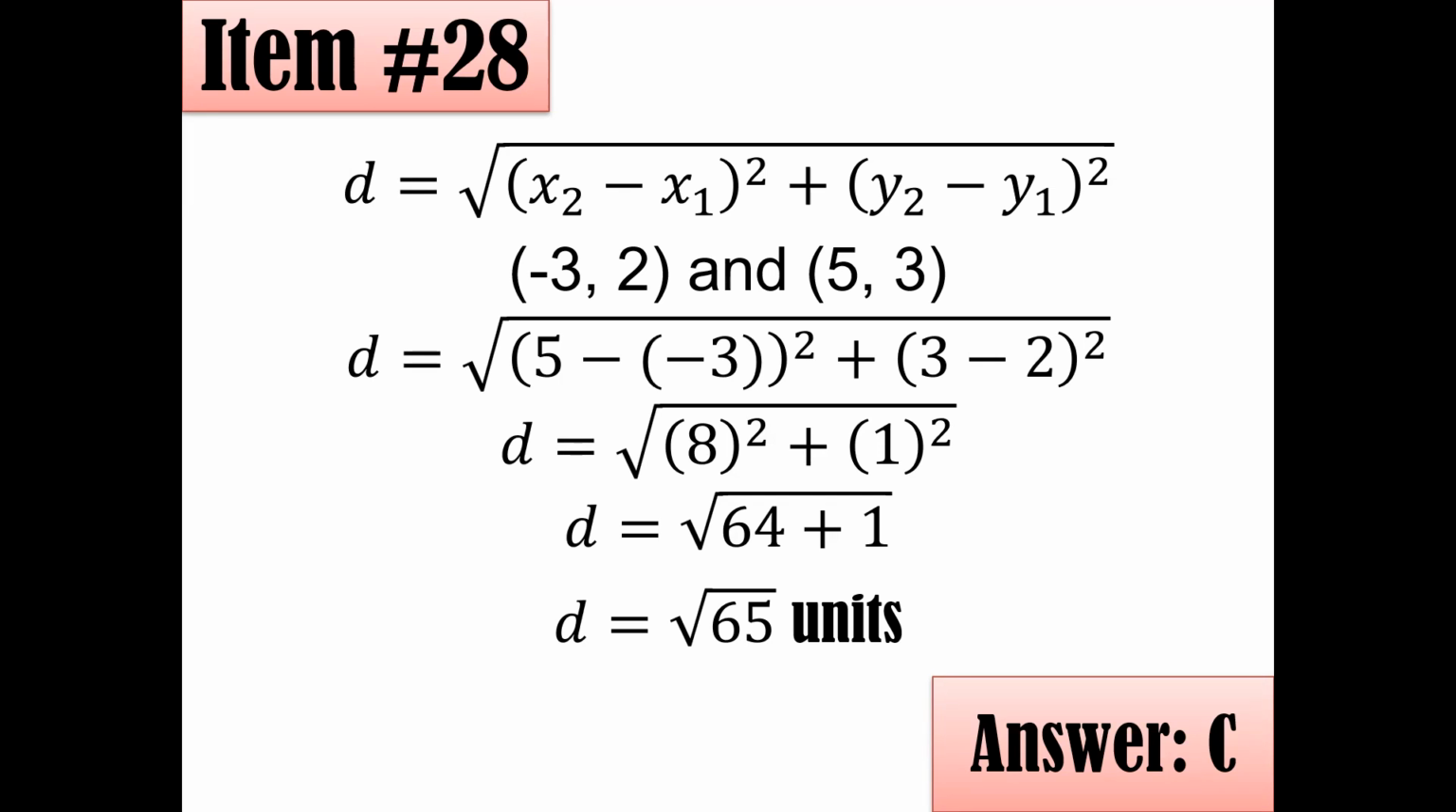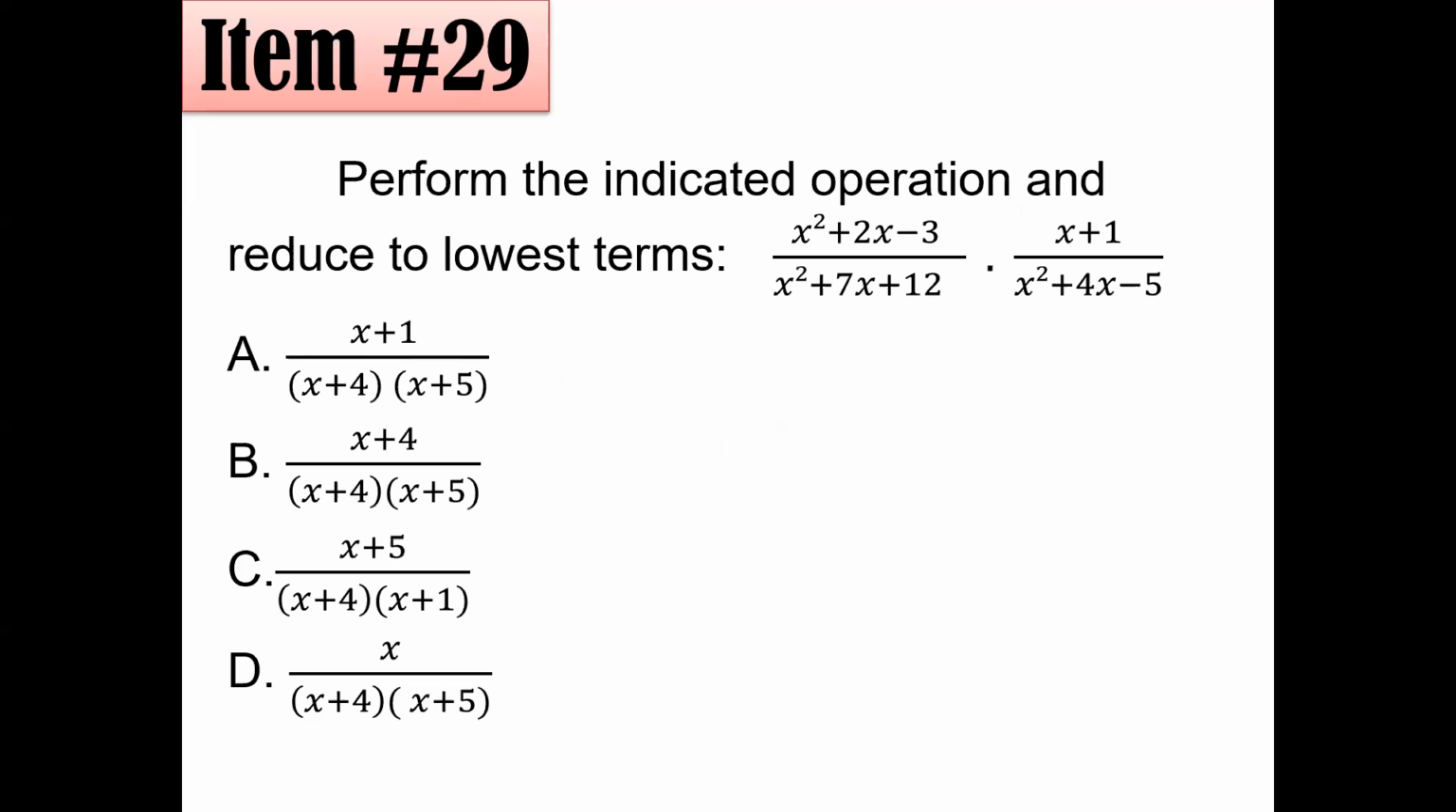All right. 29. So far, I'm happy, because majority of us are getting correct answers. X squared plus 2x minus 3 all over x squared plus 7x plus 12 times x plus 1 all over x squared plus 4x minus 5. So this one involves factoring. What do you think is the correct answer here for number 29?